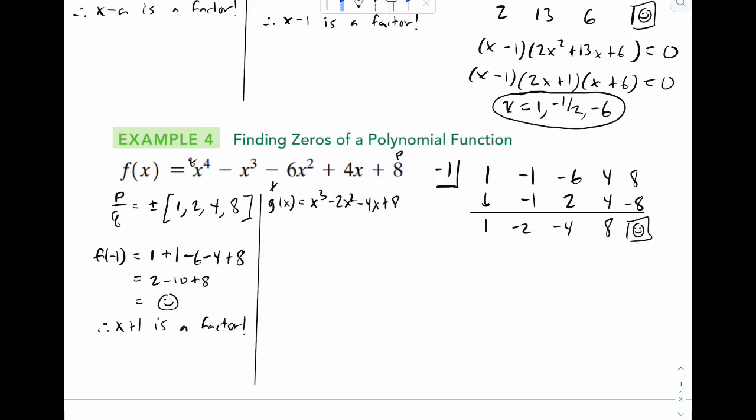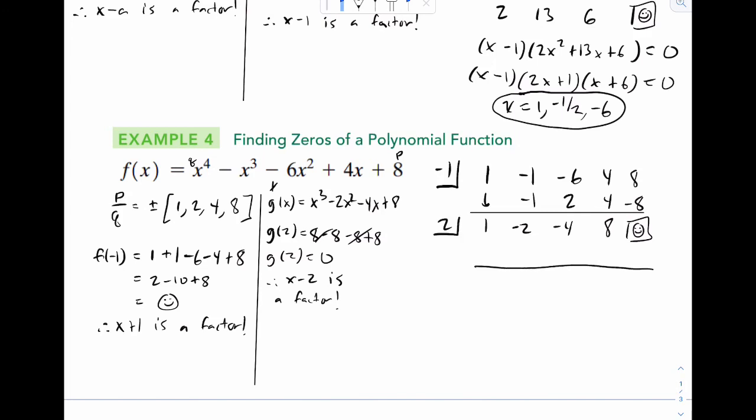So let's move up to 2. G of 2. So plug in 2, that's going to be 8 minus 8 minus 8 plus 8. That's very convenient. So now I can see that's crossing out. So g of 2 equals 0. Therefore, x minus 2 is a factor. So now we come back to this thing, do synthetic again. 2. Drop the 1, multiply, add. We multiply. Let's add, multiply.